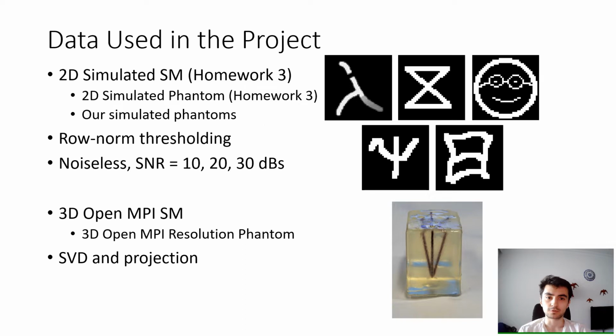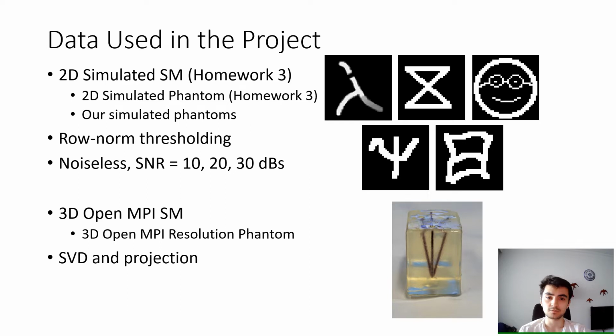In addition to the homework phantom, we generated 4 more simulated phantoms and retrospectively generated their measurements using the low-resolution homework system matrix. We cannot avoid inverse crime since we do not have access to high-resolution system matrices for these phantoms. Before reconstruction, we applied row norm thresholding to the system matrix with a threshold of 10% of the maximum row norm. For quantitative results, we conducted experiments of noiseless, 10, 20 and 30 signal-to-noise ratio cases with 20 Monte Carlo iterations.